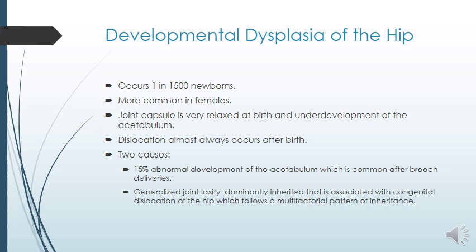In looking at developmental dysplasia of the hip, it occurs in about 1 in 1,500 newborns. It is more common in females. What can happen here is that the joint capsule is very relaxed at birth, and there's underdevelopment of the acetabulum. If you all remember, the acetabulum is the socket in which the head of the femur fits into. It's a ball and socket joint, and it's extremely important that it is stable.